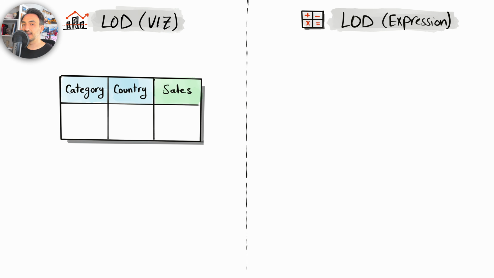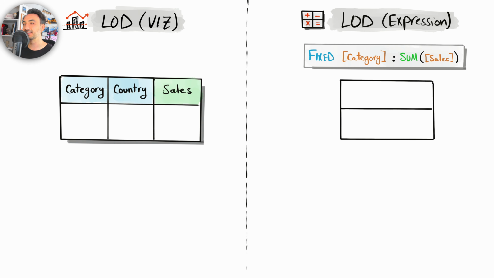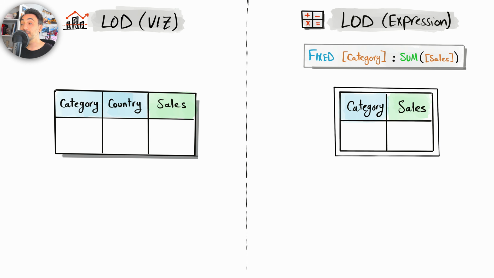And now in the right side, in the LOD, if you go and use the fixed function, so let's say that we have the fixed category, sum of sales. So what we have done here is exactly like you are building any other view. You need always a dimension and as well an aggregation. So with that, Tableau gonna go and let's say internally gonna create a hidden view with the dimension category and the aggregation sum of sales.